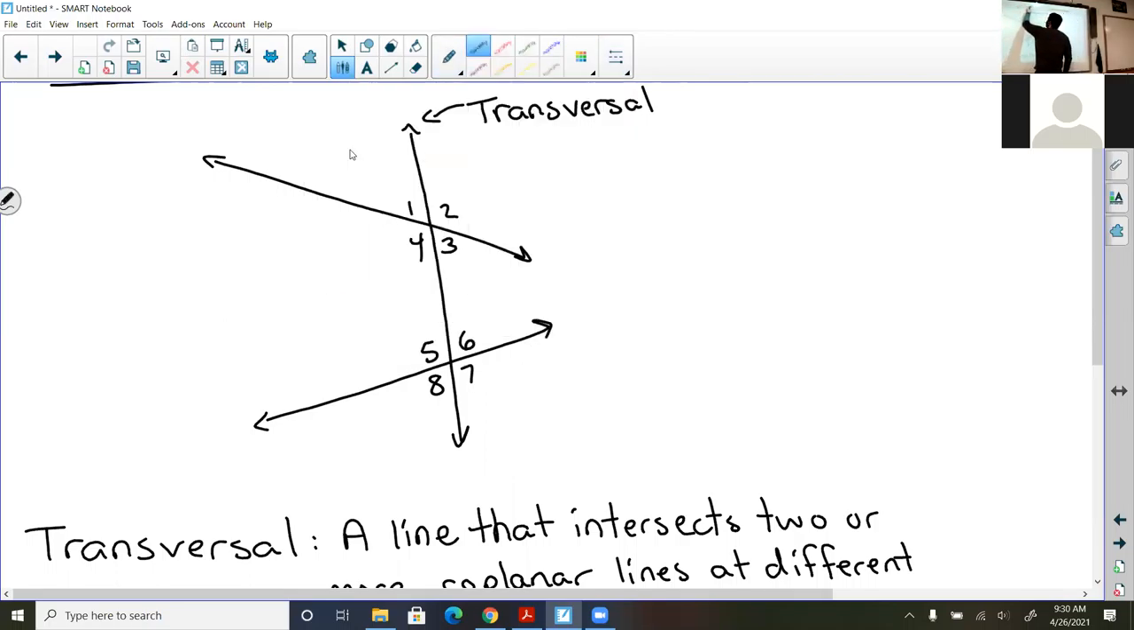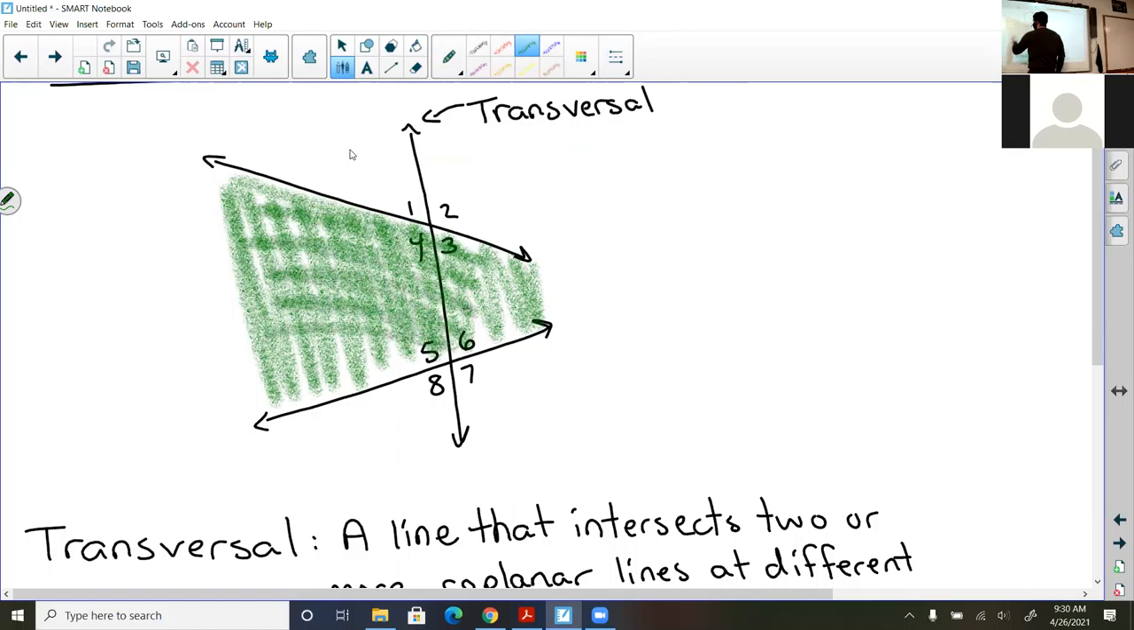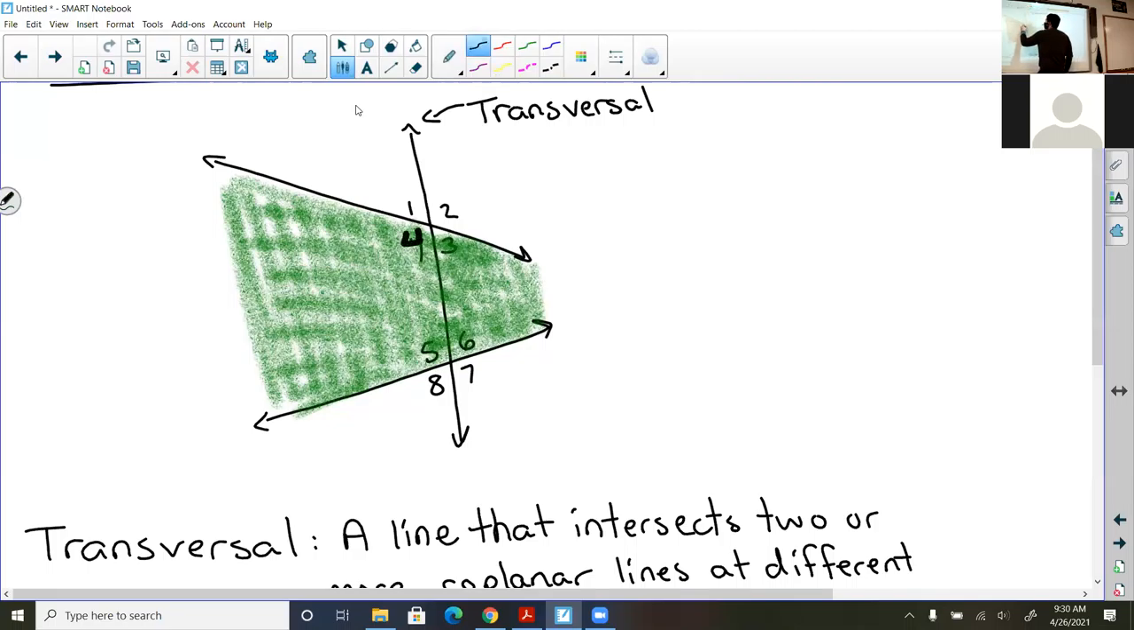So I'm going to change mine to a crayon. And anything inside this region here is going to be an interior angle. So I'll rewrite these so we can see them. So write the 3, the 4, the 6, and the 5. So everything in green is considered an interior angle.